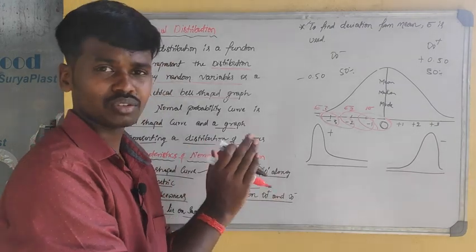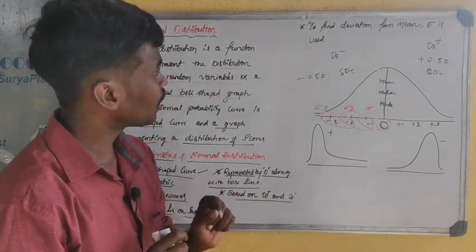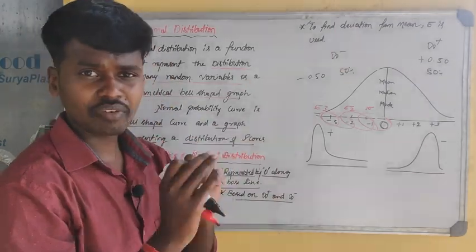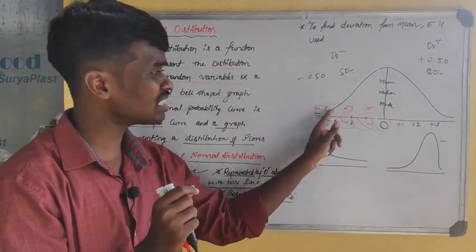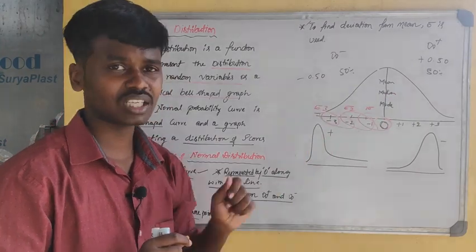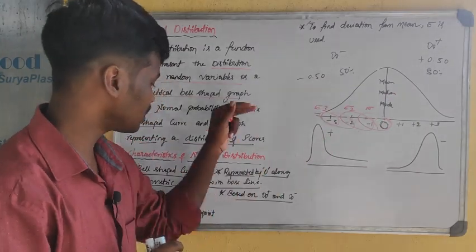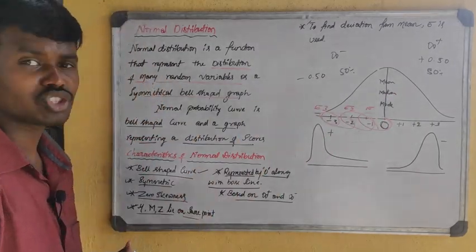Okay, so you just have to understand that if any deviation is required to be found, then we have to consider the standard deviation in the normal distribution table. Okay, so these are the various characteristics of the normal distribution table.